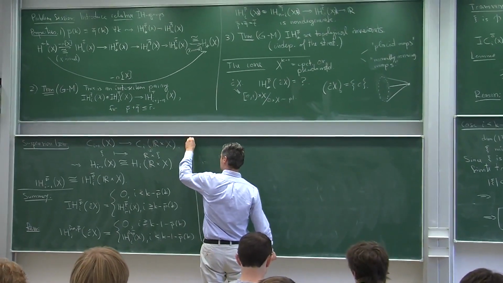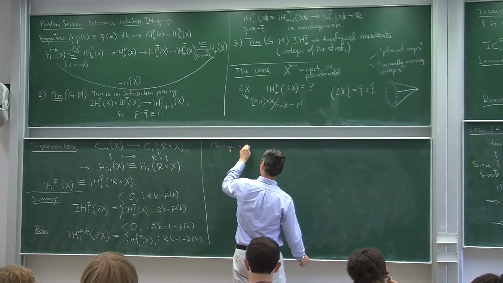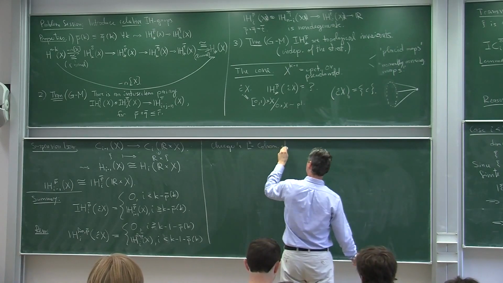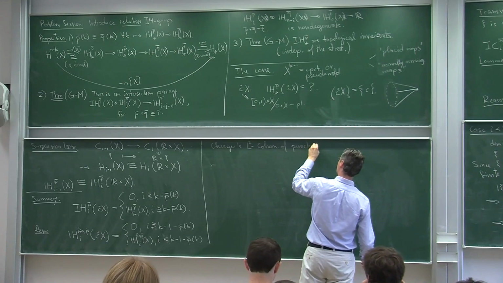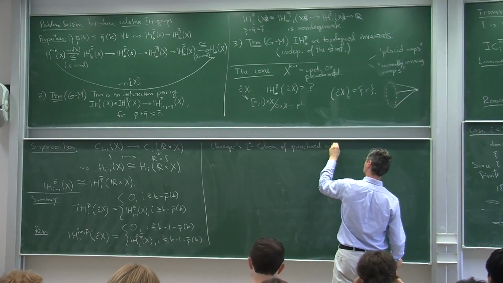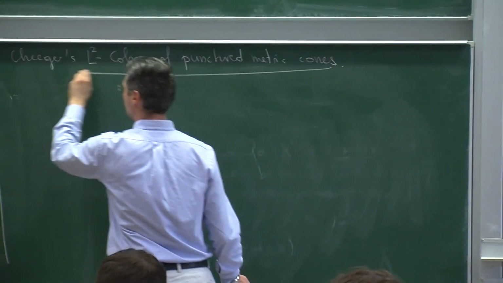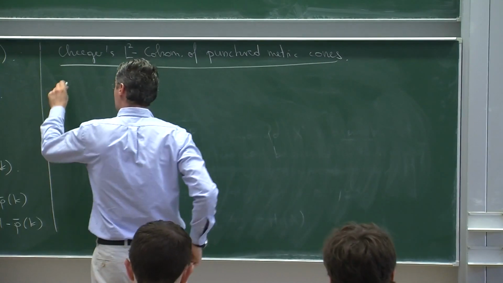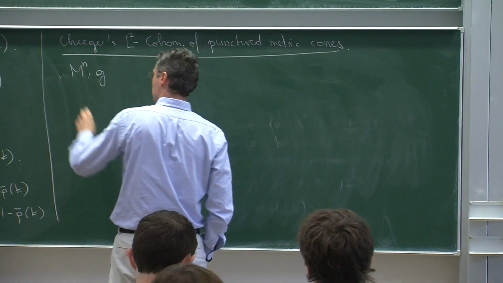All right. So Cheeger's L2 cohomology of punctured metric cones. So let me take a manifold, a Riemannian manifold.